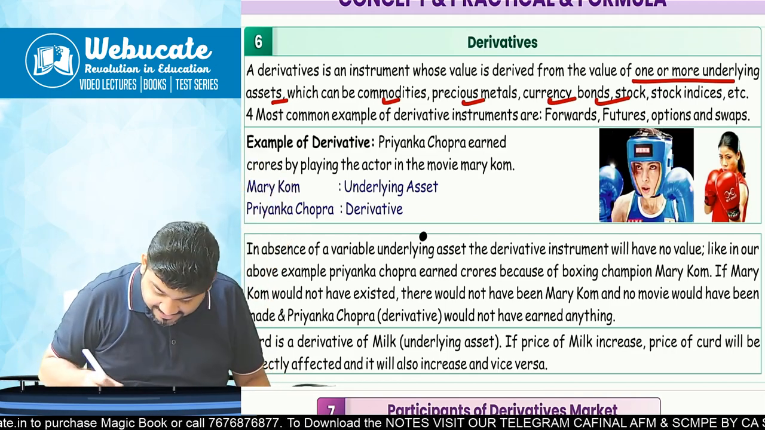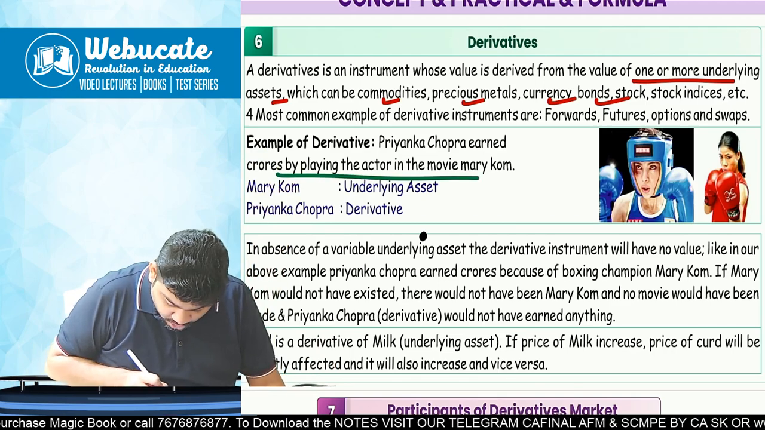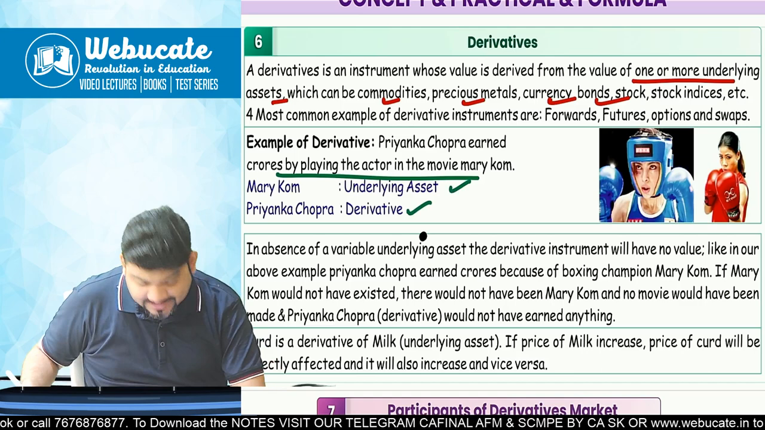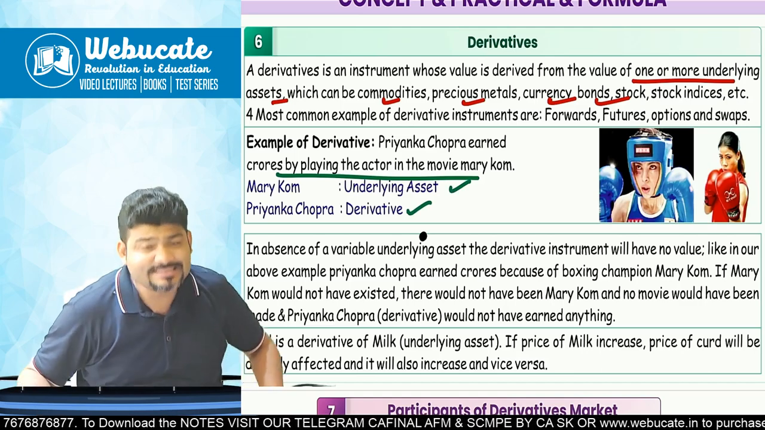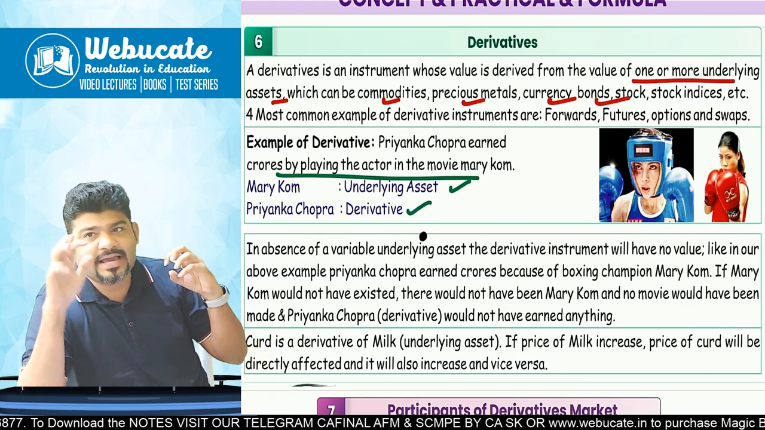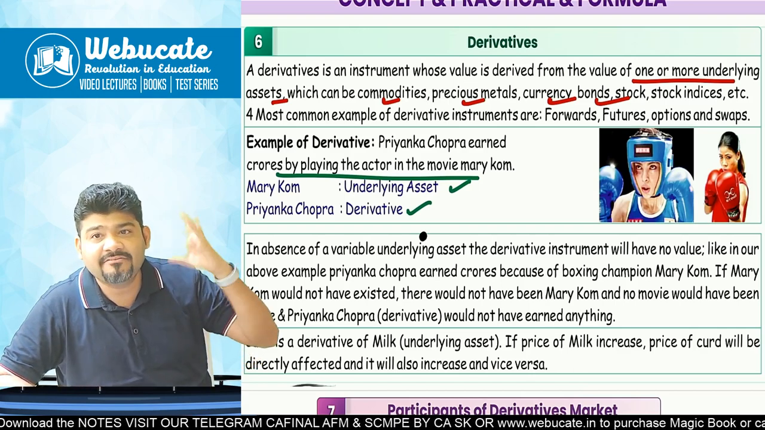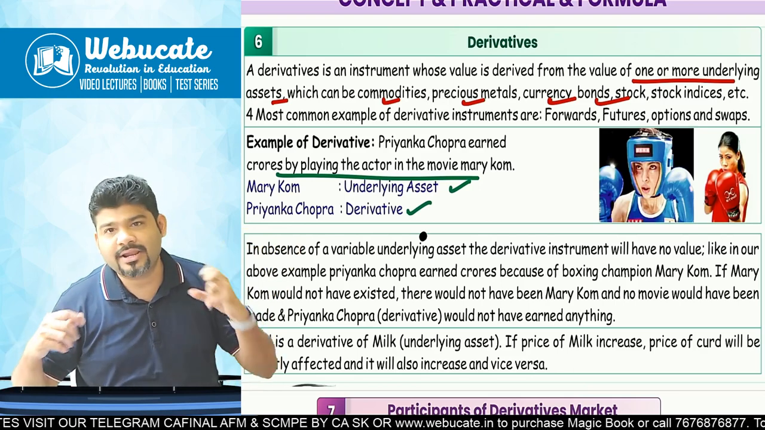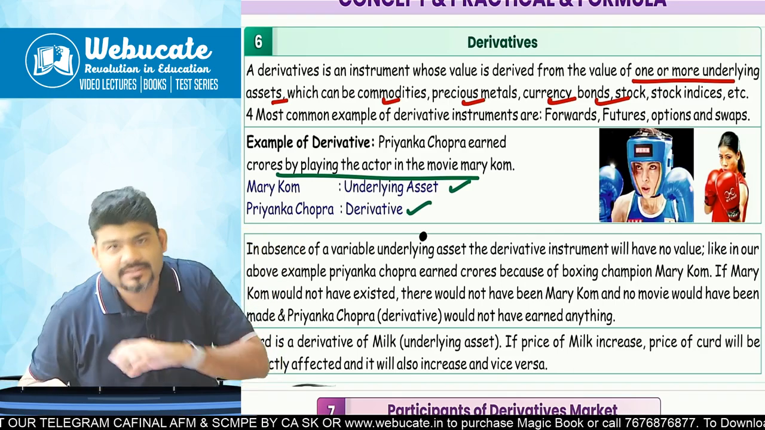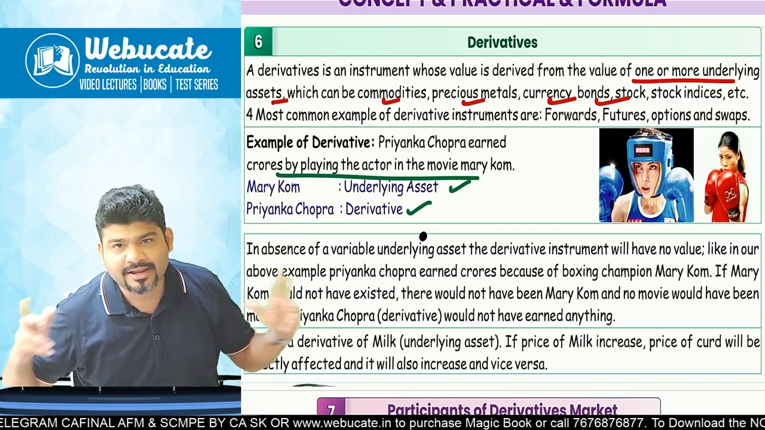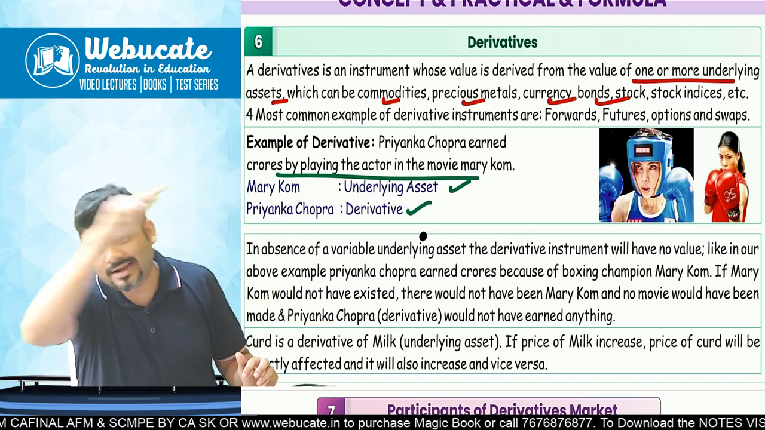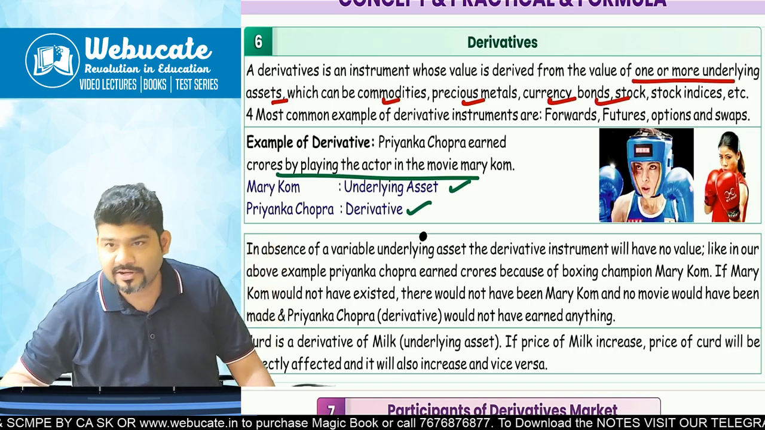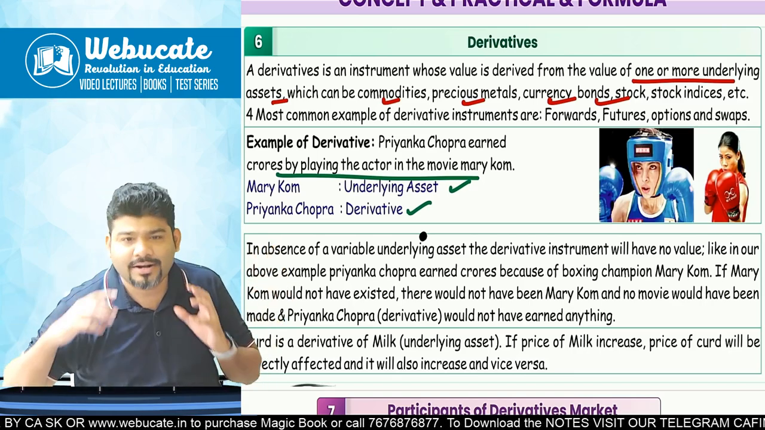Example of derivative, as I told you all: Priyanka Chopra earned crores by playing the lead in the movie Mary Kom. Mary Kom is the underlying asset. Priyanka Chopra is the derivative. Can I say that without the underlying asset, the derivative will have no value whatsoever? If Mary Kom had not become so great, played for India and won medals, do you think the movie would have been made? Never. Can you make curd directly without milk? Never. Right? So that's how it works. Derivative is always dependent on an underlying asset.